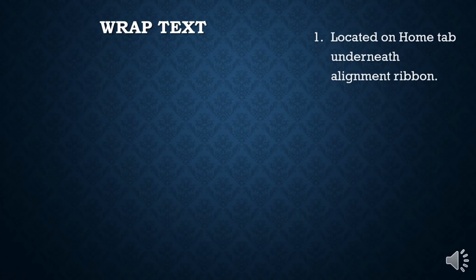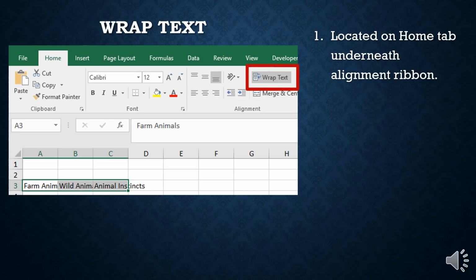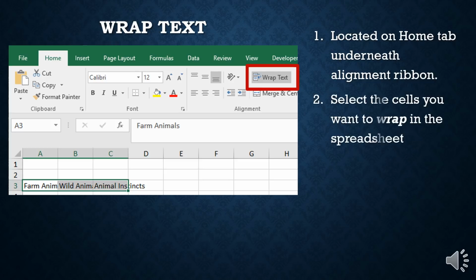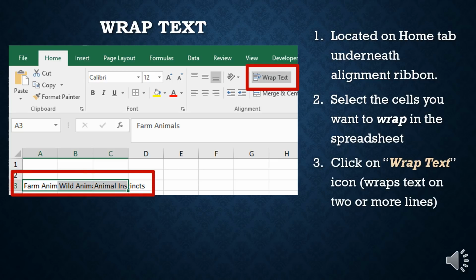Wrapping text. The wrap text icon is located on the Home tab underneath the Alignment ribbon section. We will want to first select the cells we want to wrap. In this case, we want to wrap cells A3, B3, C3 so that there are 2 lines within each cell. That way, farm animals, wild animals, and animal instincts will not extend beyond the cell range that they're in. So we're going to select the cells, then we will go up and click on Wrap Text.